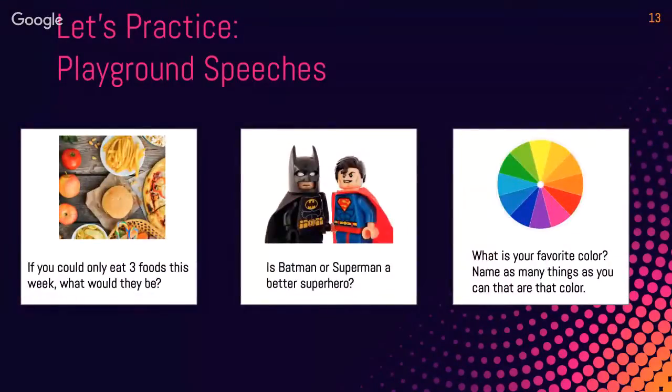So for instance, for our younger grades, I would have cards that had pictures connected to them. So we had 3. If you could only eat 3 foods this week, what would they be? A second card might say, is Batman or Superman a better superhero? The third card, what is your favorite color? Name as many things as you can that are that color. Okay, so 3 options. You can have more, but again, at the very beginning, I would guide more of and control more of the options that are given to them.